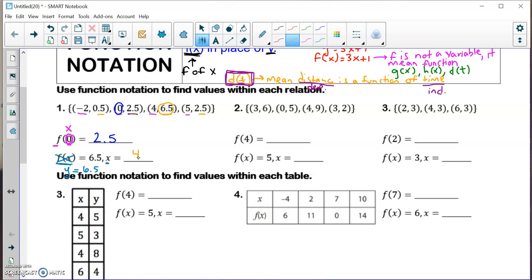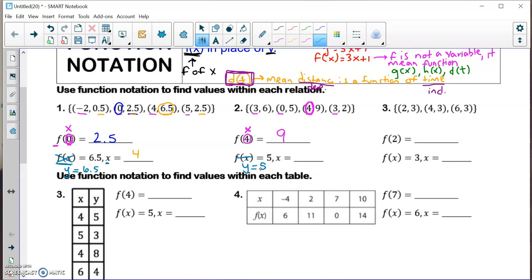All right, number 2, same thing. I want to find f of 4. Whenever we have a number in our parentheses, that represents an x value. So I'm going to look at all my x values and find which of my x values is 4, which is this one here. And now I want to write down the y value that it's paired with, which is 9. And then going backwards, f of x is equal to 5 essentially means y is equal to 5.